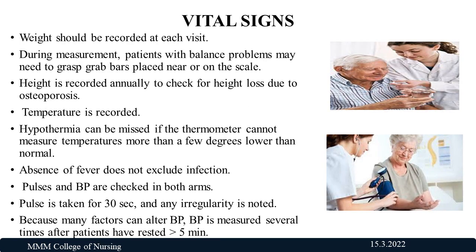Vital signs: weight should be recorded at each visit. During measurement, if there is a balance problem, grab bars may be placed near or on the scale. Height is recorded annually to check for height loss due to osteoporosis. Temperature is recorded. Hypothermia can be missed if the thermometer cannot measure temperatures more than a few degrees lower than normal. Absence of fever does not exclude infection.